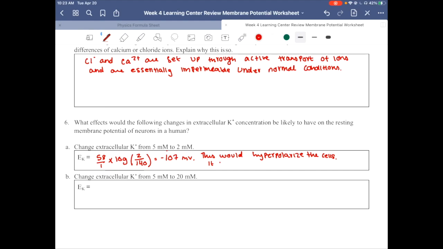This also means it would be harder to generate an action potential because you're super negative, so you have a longer way to travel before you get to the threshold. And then similar here, but we're going to see a different number.